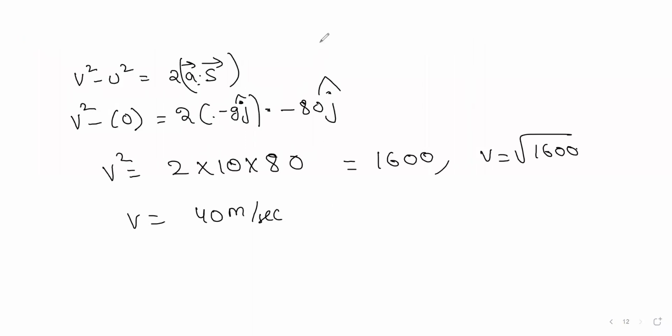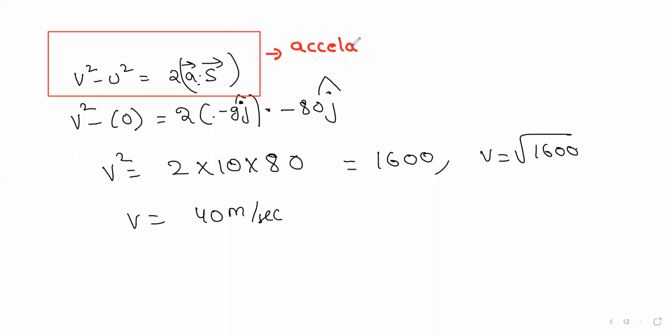So we have this formula, right? V square minus U square is equal to 2as. What is the condition for using this formula? When the acceleration is constant, sir. Wonderful. So we can use this formula only when the acceleration is constant. Very good.